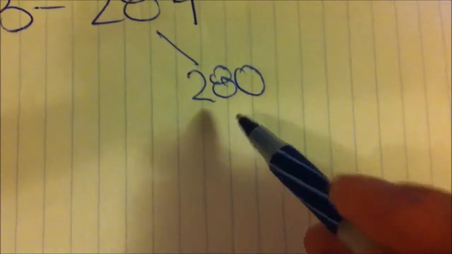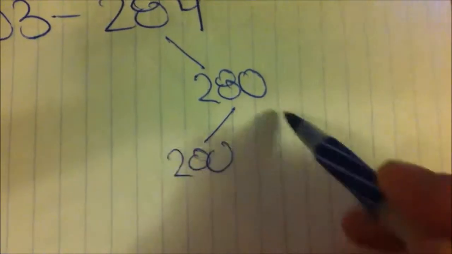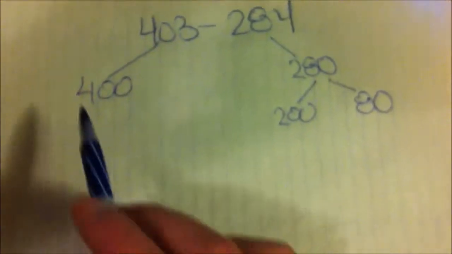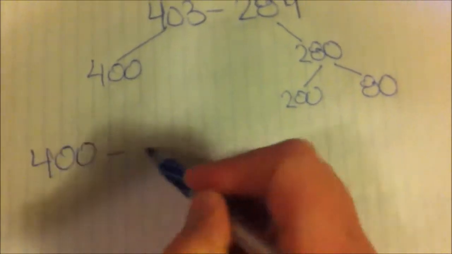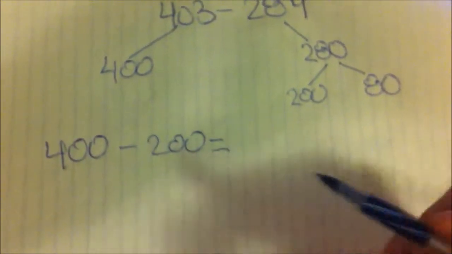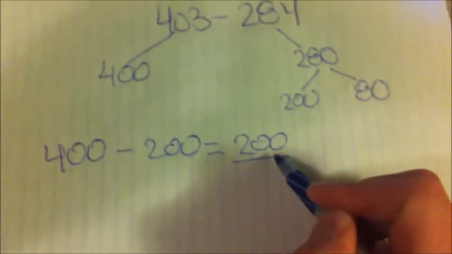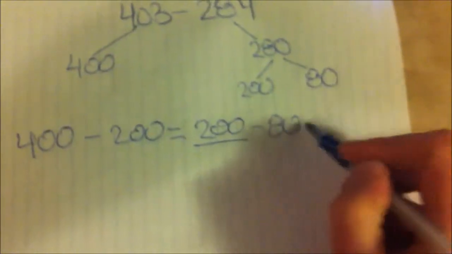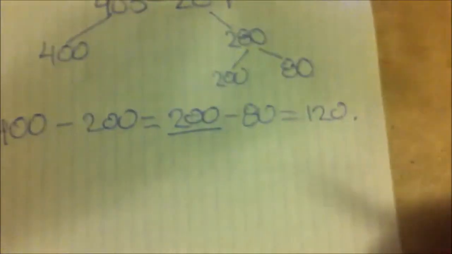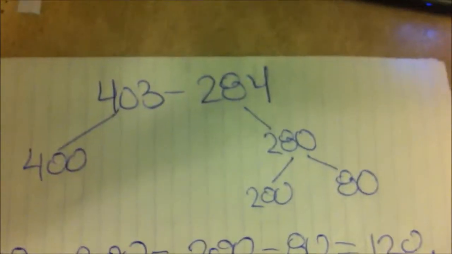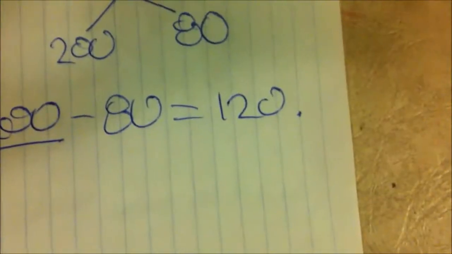To simplify 280 even further, I'm going to split it into 200 and 80. Now I'll take my number 400 here, minus 200 right here. 400 minus 200 we know is 200. Then we take this 200 minus 80. 200 minus 80 equals 120. So my estimated answer for this equation, 403 minus 284, is 120.